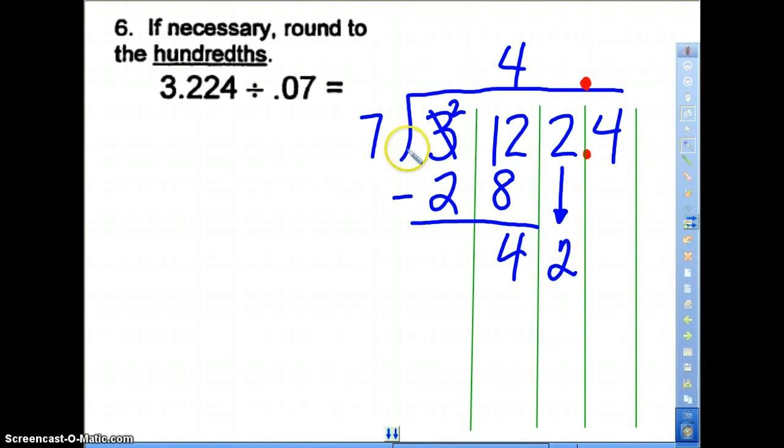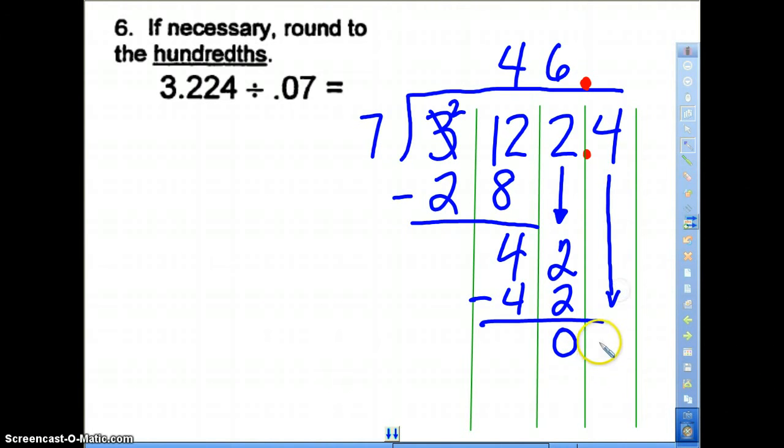Let's bring down the 2. 7 goes into 42 how many times? Yeah, 6 times. 6 times 7 is 42. Subtract. We get 0. I have to bring this down. Okay? Bring down the 4. How many times does 7 go into 4? Well, it doesn't. You have to put the 0 there. You have to. It's a must. 0 times 7. Subtract, and we get 4.